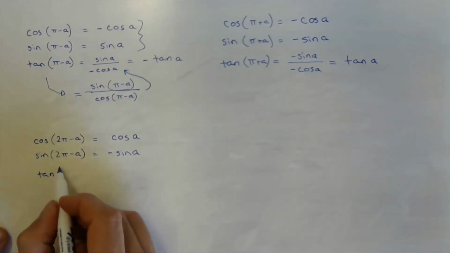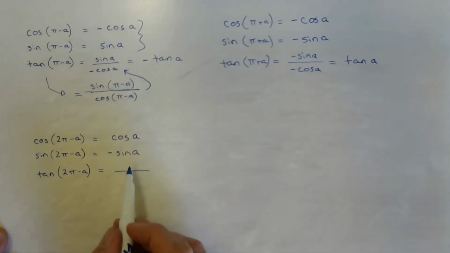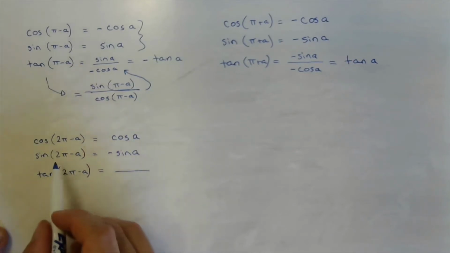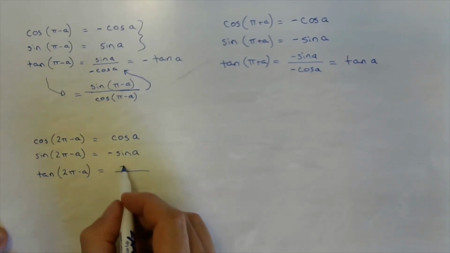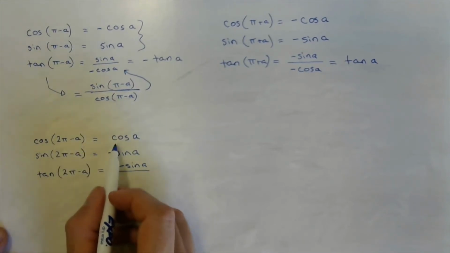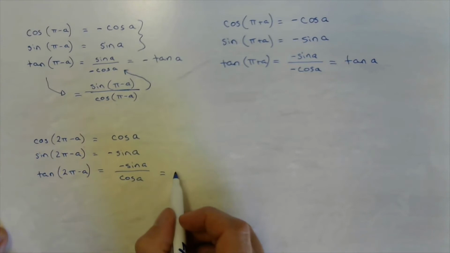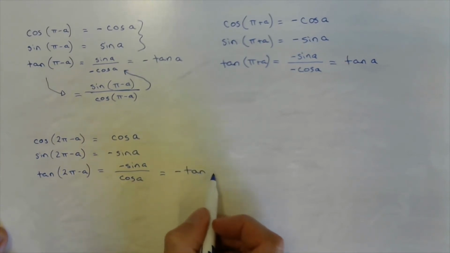And then the tan of 2 pi minus a is equal to the sine of 2 pi minus a over the cosine of 2 pi minus a. The sine of 2 pi minus a in the numerator is actually the same as negative sine of a. Cosine of 2 pi minus a is the same as the cosine of a, all positive. So we end up there with the negative tan of a.